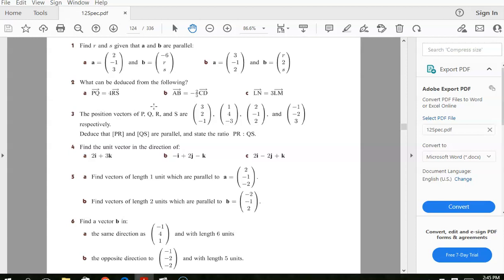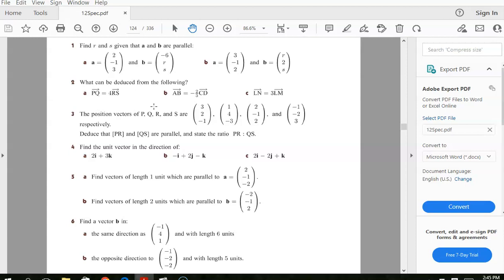What can be deduced from the following? So 2-part A, what are we talking about there? Shall I come to you? PQ and 4A, what can you say about those two? PQ equals 4 lots of RS. So I'd say 1, they're parallel, but what else? PQ is 4 times the length of RS.